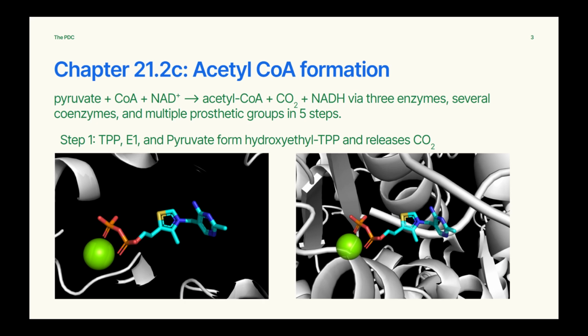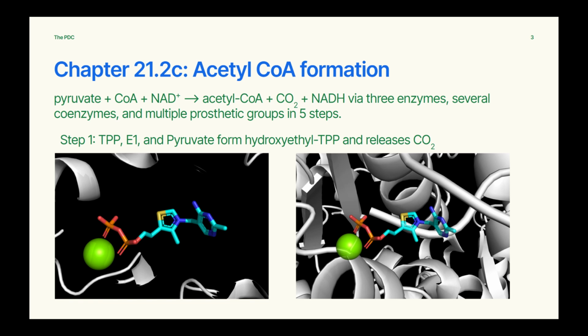The PDC has three enzymes alongside several coenzymes and prosthetic groups, which undergo 5 reaction steps. First, within E1, or pyruvate dehydrogenase, a carbanion in thiamine pyrophosphate, or TPP, performs a nucleophilic attack on the carbon of pyruvate, forming a tetrahedral intermediate complex between TPP and pyruvate. Pyruvate is in orange-red and TPP is in blue.